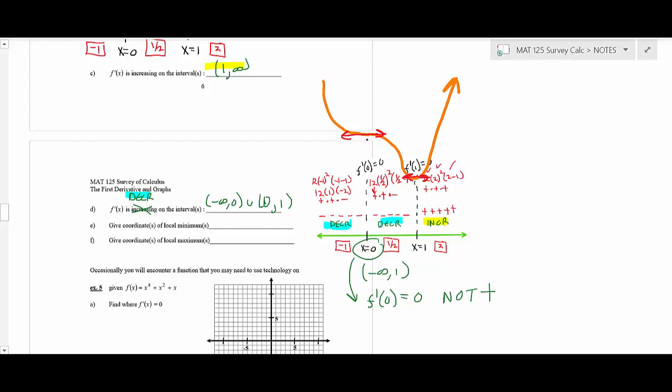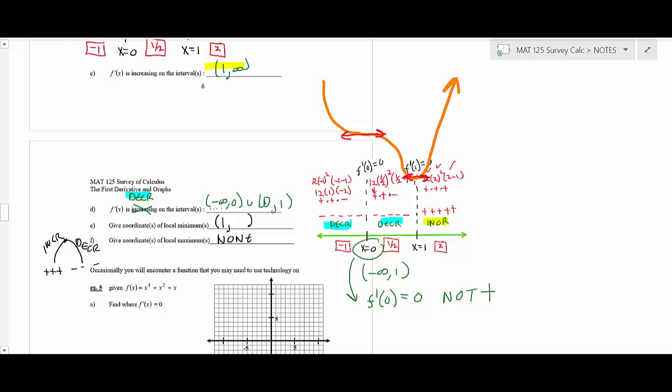So look at this. Do you have a minimum? Yeah, you have a local minimum. That minimum occurs at the point 1 comma something. Do you have a maximum? No, you do not. There's not a place where the function increases, then decreases. That sign chart would have to go from plus to minus, and it never happens. So there isn't one.